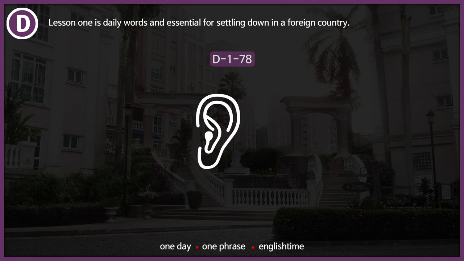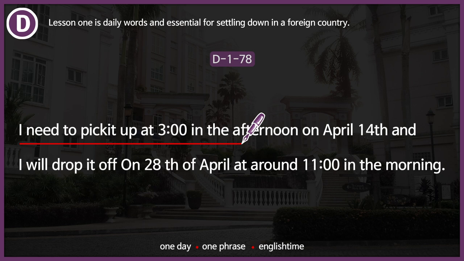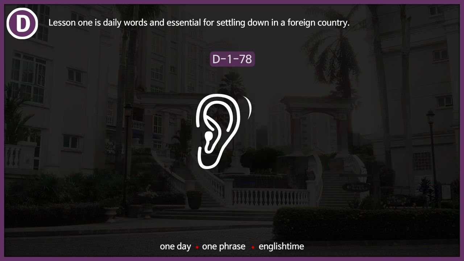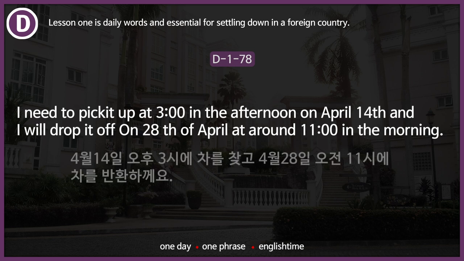I need to pick it up at 3 in the afternoon on April 14th, and I will drop it off on 28th of April at around 11 in the morning.